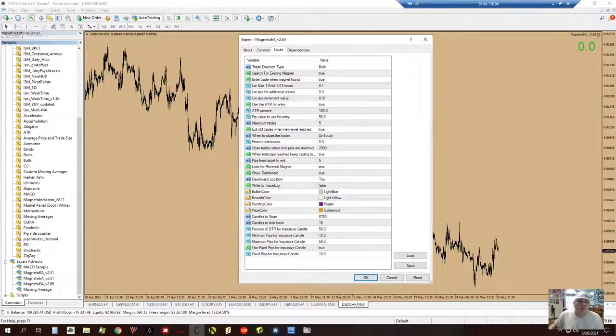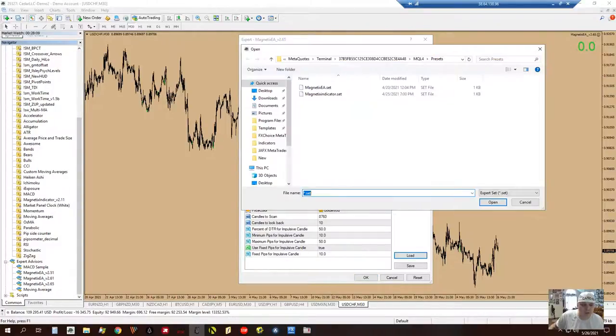And here, people say that you don't have to select both of these, but I do anyway. That way it's telling the bot the same thing, instead of the bot trying to figure out, do I listen to that or do I listen to this? Which, you know, it doesn't have thinking, but I'm just exaggerating a little bit. So you have your trade direction, and then you've got search for existing magnet. I never touched that, so leave that set to true. Never turn it off.